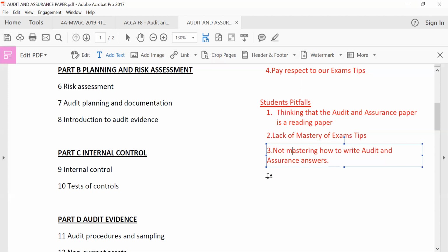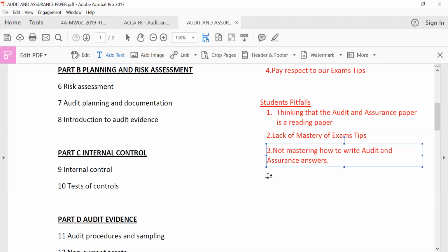Because we really need you to be a master of the subject. So you cannot just write an audit procedure, check bank reconciliation. What is the purpose of doing that? So every point on the audit and assurance paper should have the action and should have the reason for the action. The reason for the action contributes to the explanation of the action.